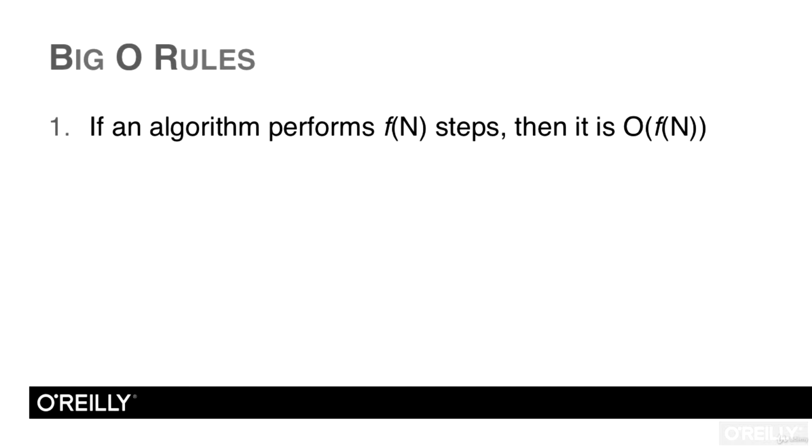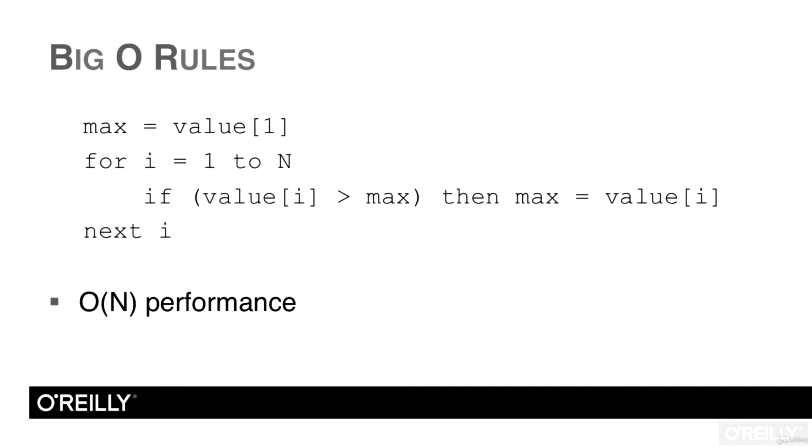For example, suppose you want to find the largest number in an array of values using this simple algorithm. The algorithm initializes the variable max to hold the first value in the array. It then loops through the array of values. If it finds a value larger than max, it updates max to hold that value. For an array containing n items, the loop performs n steps. That means this algorithm has order n behavior. Here, the function is simply the linear function f of n equals n.